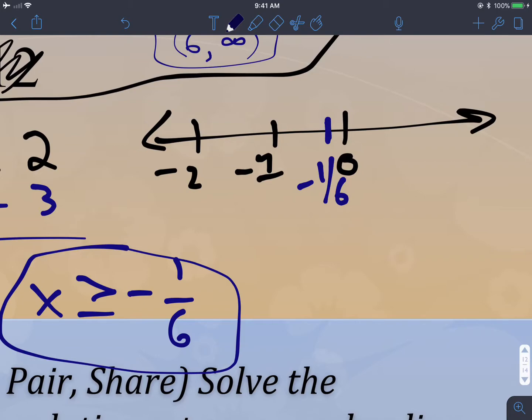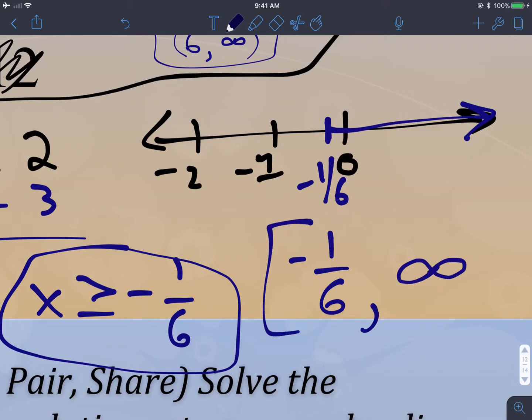Now does it go right or left? Right. Goes right, because it's greater than. X is greater than. So it's got to go to the right to positive infinity. So that means it's going to start at negative 1/6. So it's got to be a bracket because it's equal to. Positive infinity, infinity never has a bracket. That's your answer right there.